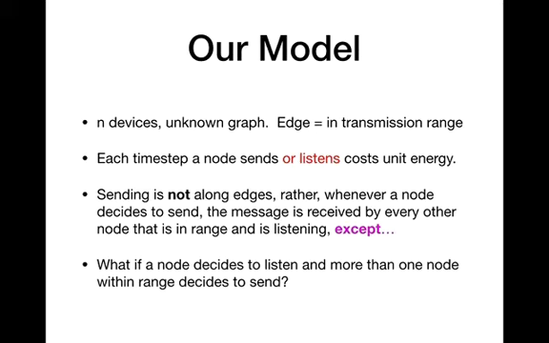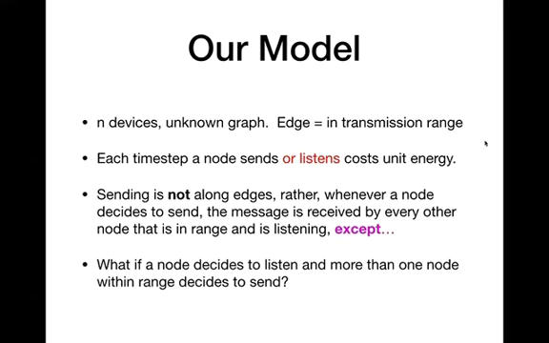So here's the model. We have n devices which are arranged in some unknown graph, and an edge in this graph means two nodes are within transmission range of each other. Each time step a node sends or listens costs unit energy, and sending is not along the edges. A node can't decide, okay, I'm going to send a message to this neighbor of mine now. Rather, whenever a node decides to send, the message is received by each of its neighbors that happens to be listening.